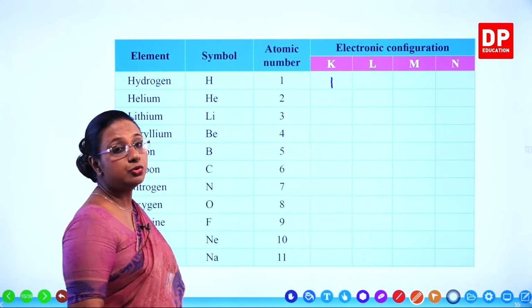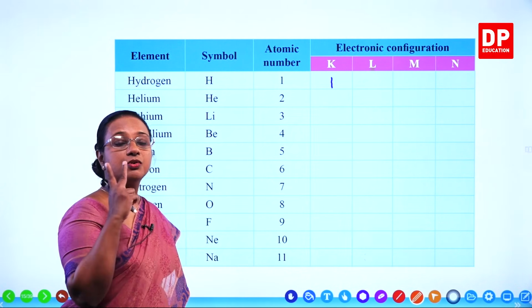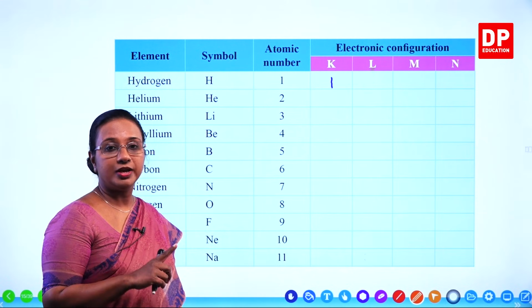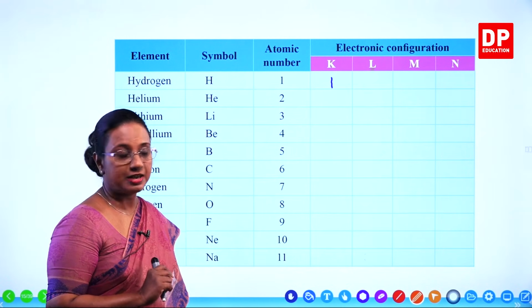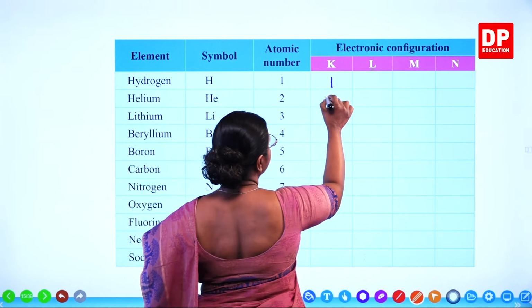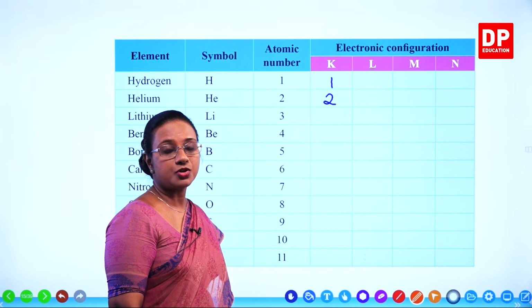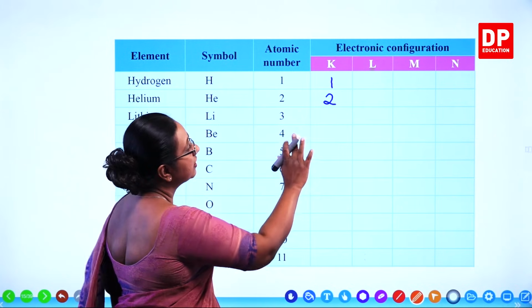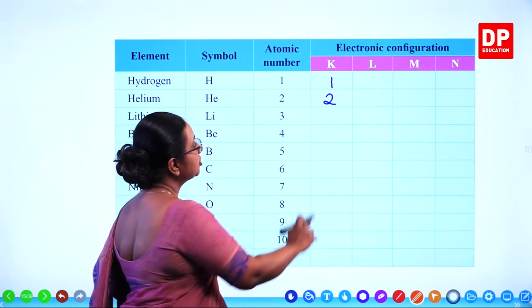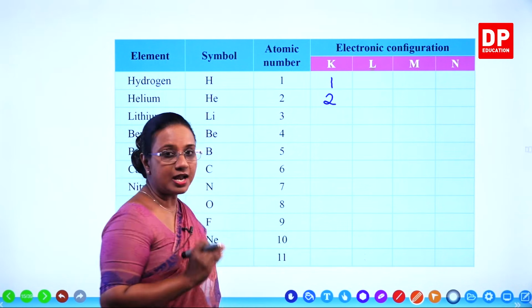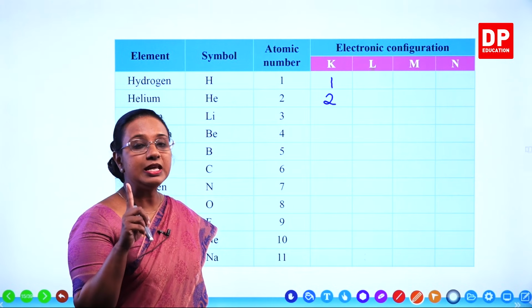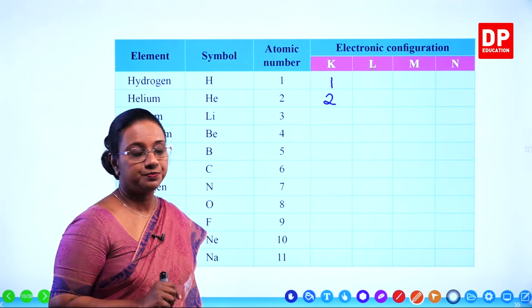It has 2 electrons. So the 2 electrons can go into the first energy level. So here we write it as 2. We do not need to write zeros or any other values for the other shells. If you just write one value, it is understood that there is only one energy level.